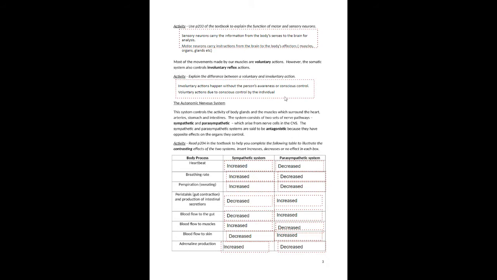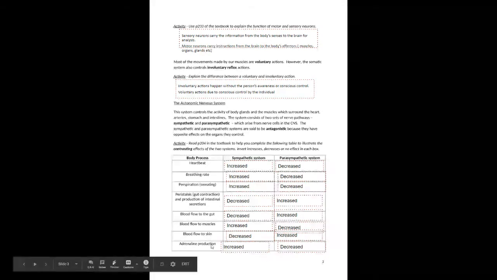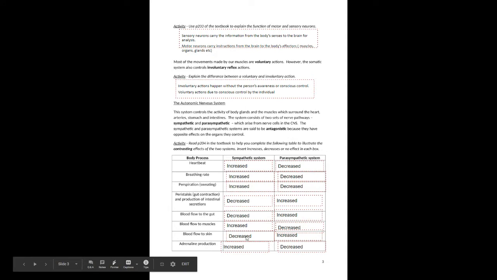So if all of your sympathetic responses were activated, you would have an increased heart rate, breathing rate, perspiration rate, blood flow to your muscles, and adrenaline production. You would decrease the blood flow to the skin, blood flow to the gut, and peristalsis, so the movement of food and fluids through the gut. And it is the opposite way around here.